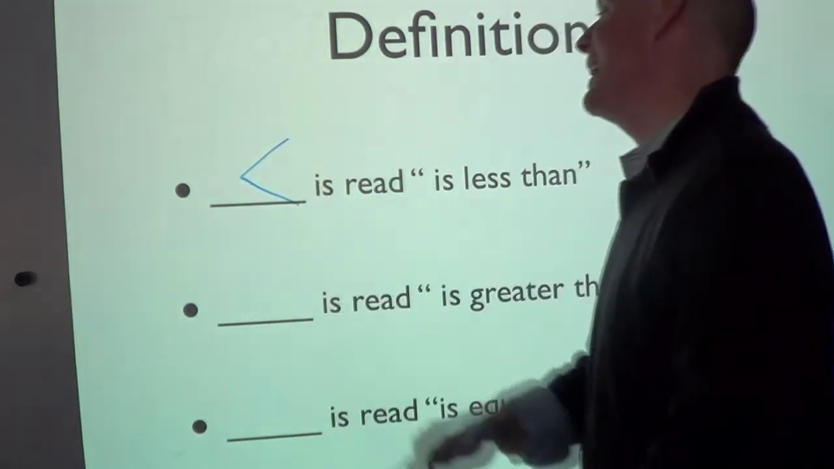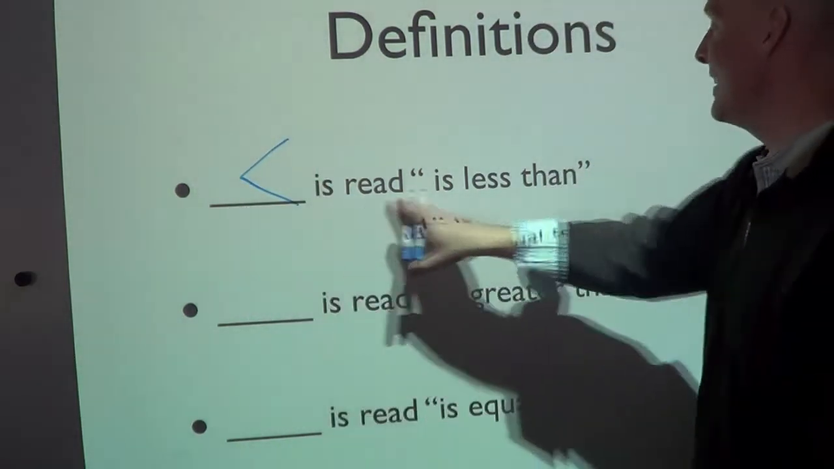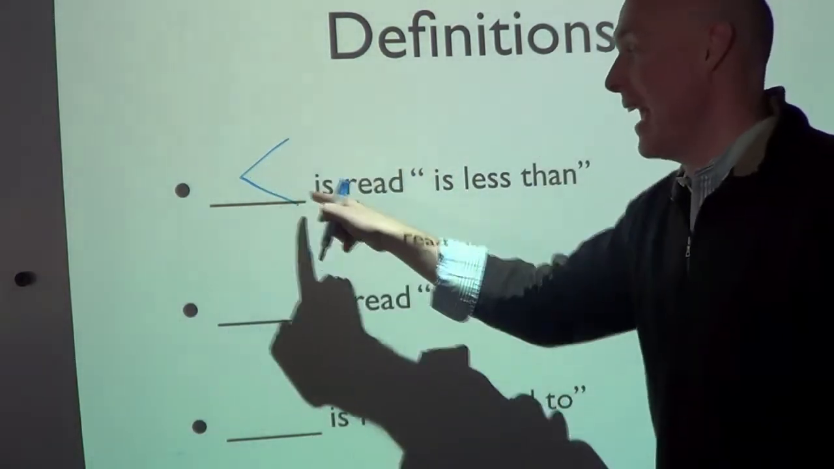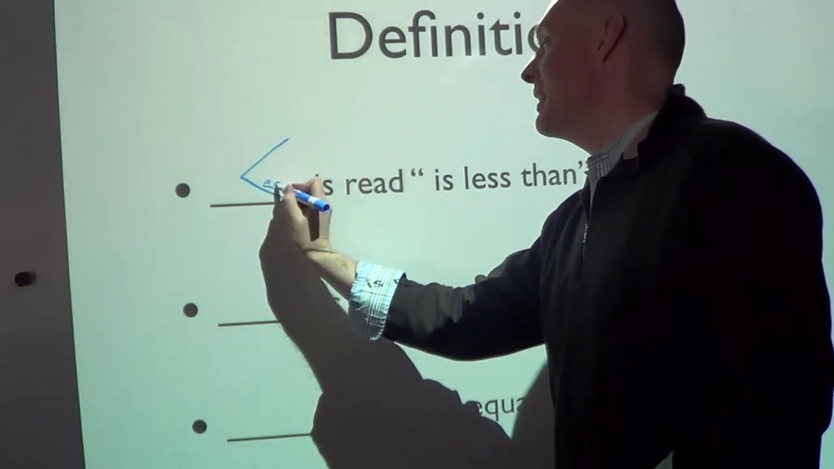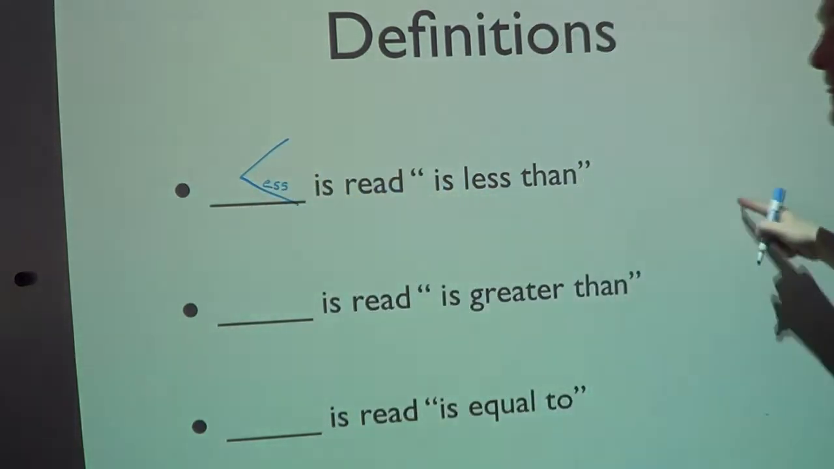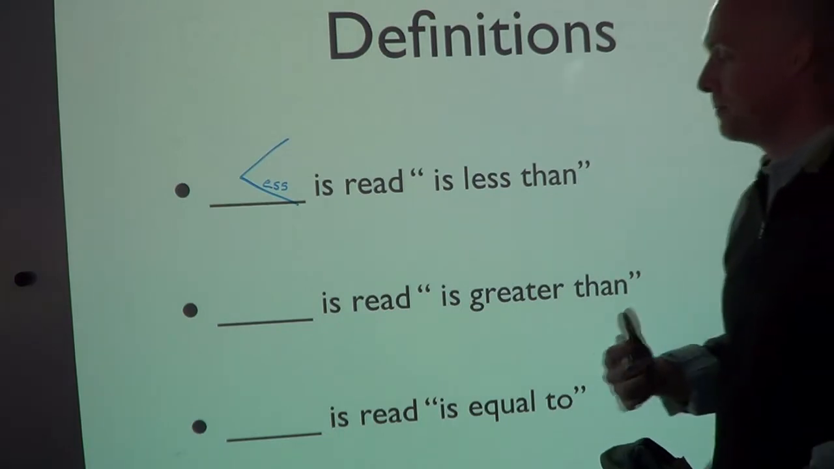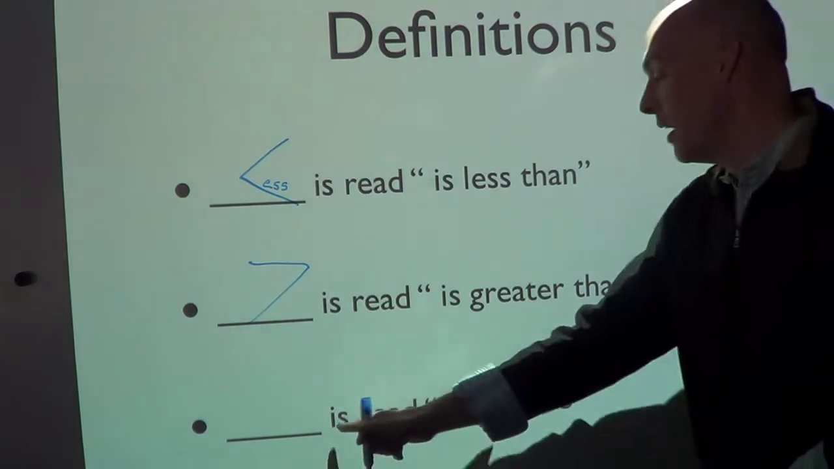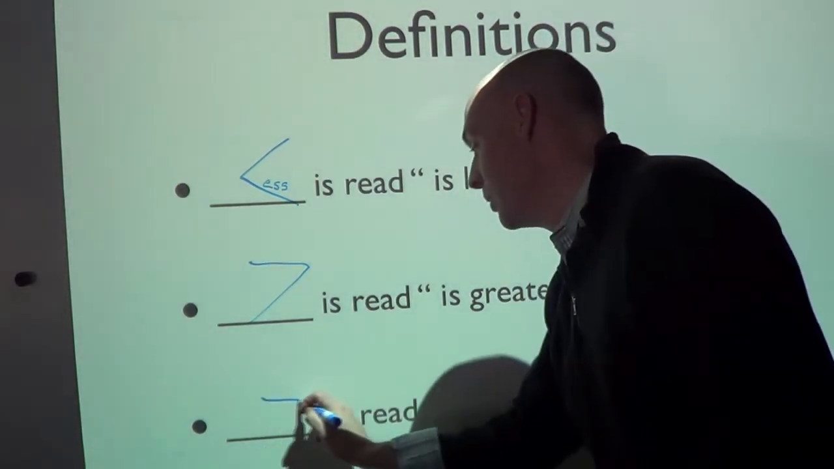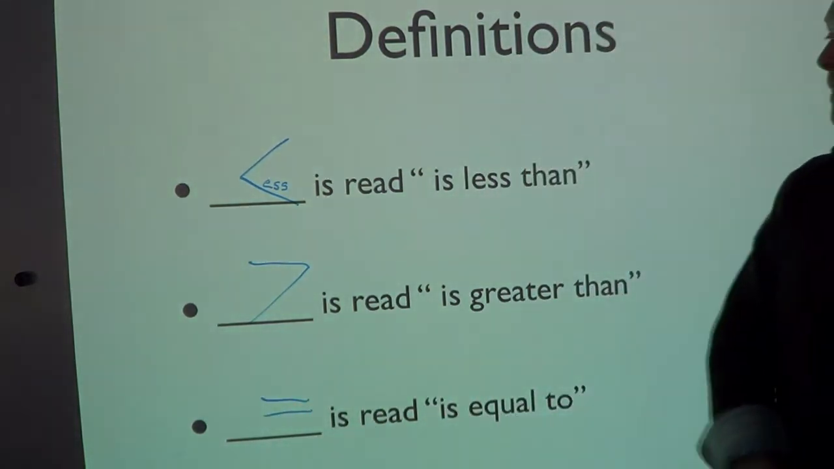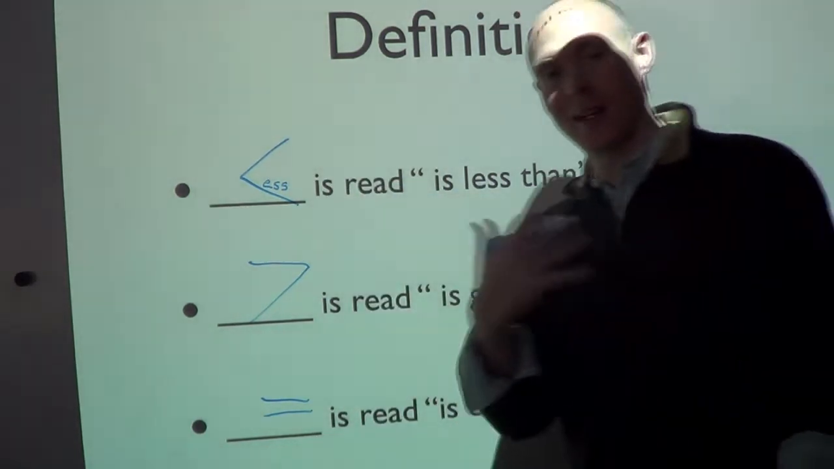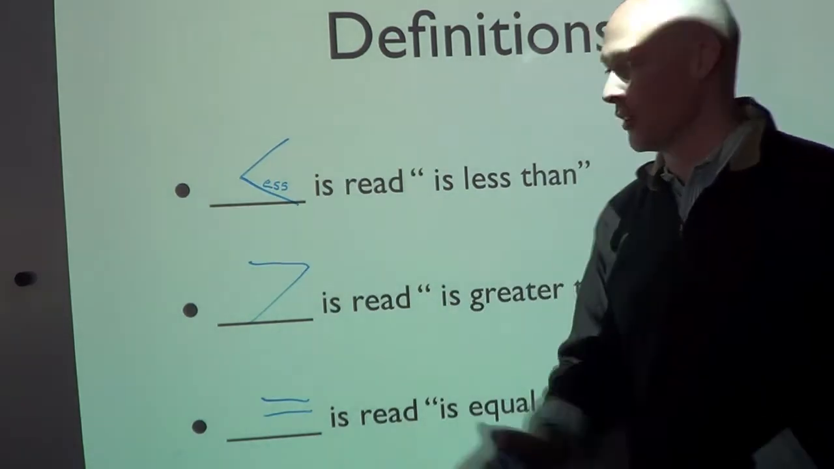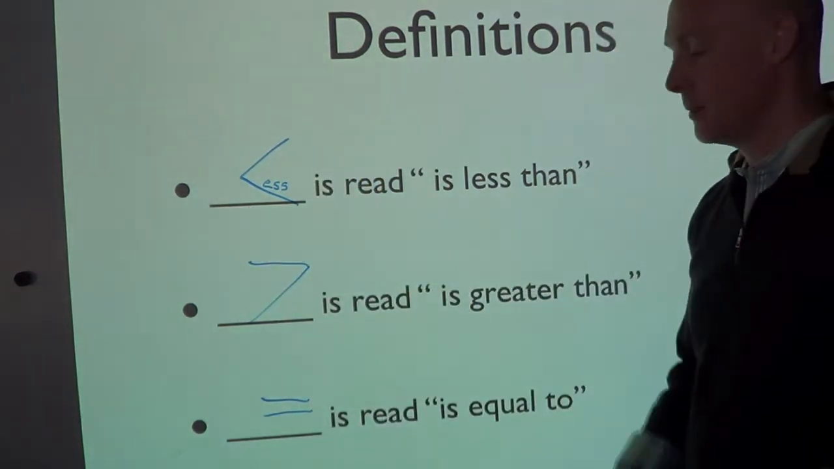Blank is read as less than. It's the alligator eating this way. That is read as less than. A way to remember is it kind of looks like an L. L-E-S-S. It's eating that way, it's read as less than. This way is read as greater than. Blank is read as equal to. It is the equal sign. So please make sure in your notes you have these. There, again, seems to be some confusion in class, so make sure we have those symbols down, please.